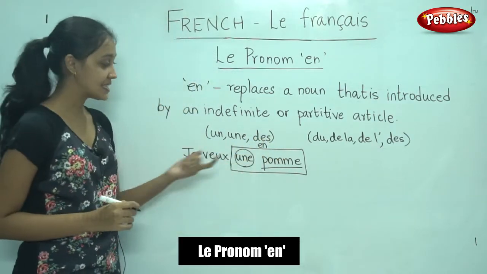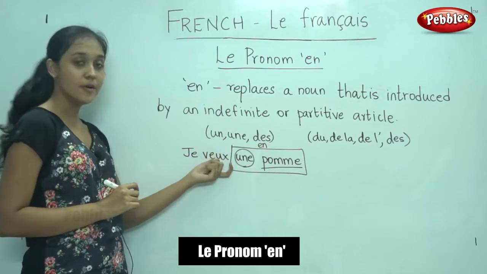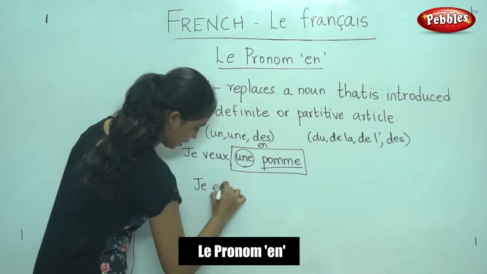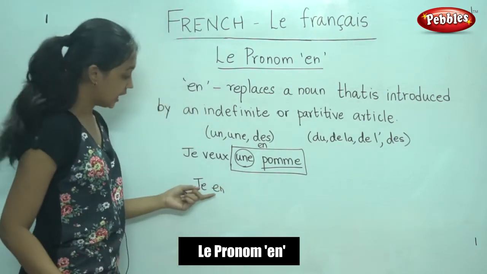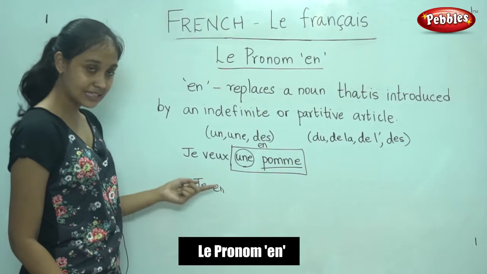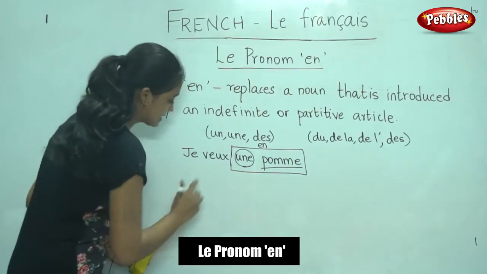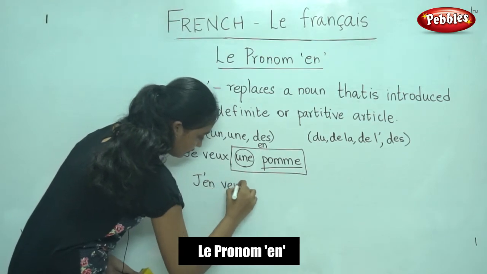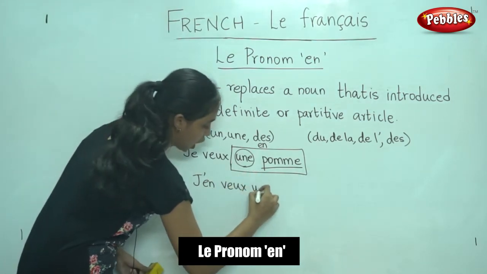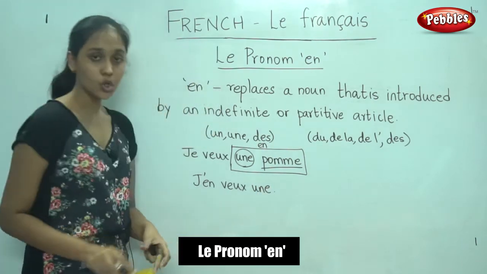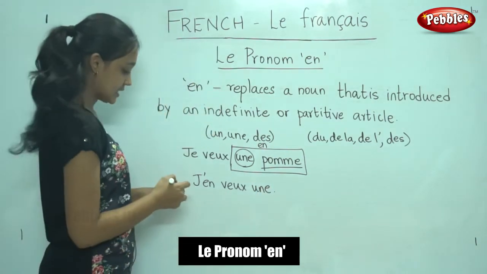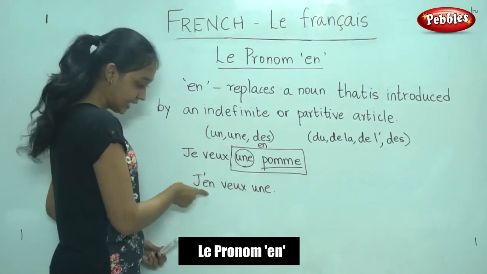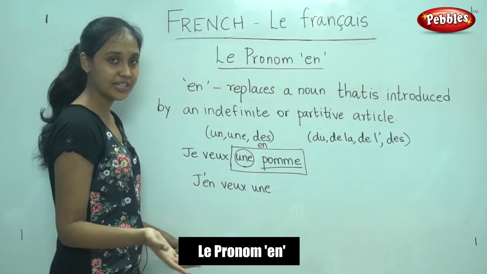But where would you place en? It is placed before the verb. Je, en, you have to place it here. However, we have a vowel clash here. So what would we write it as? Je en veux, and you would write une. So what would this sentence mean is, I want one of, en is similar to it in English, right?